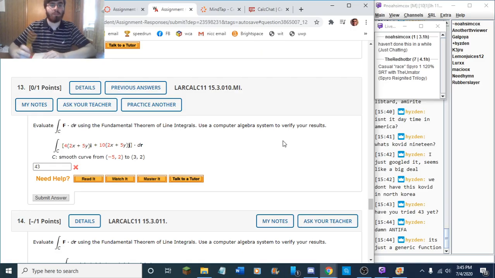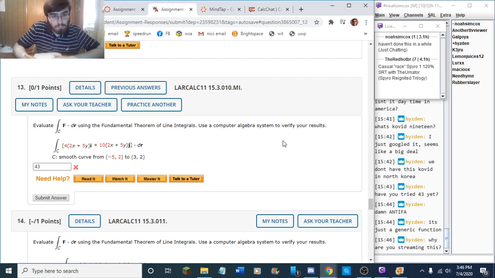So the integral of this one, actually you can't see where I'm pointing. Whoops. With respect to x is 4, and then x squared plus 5xy.